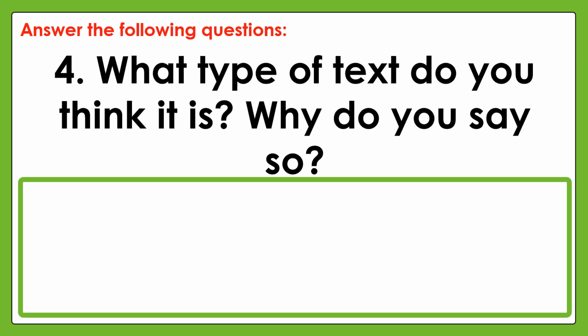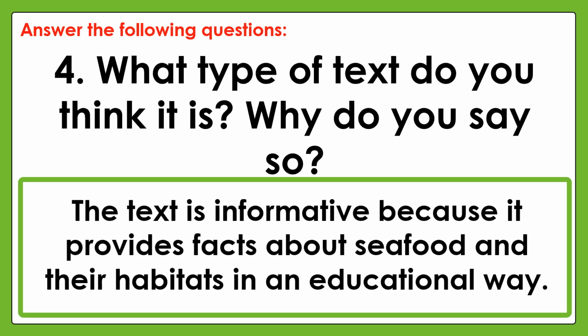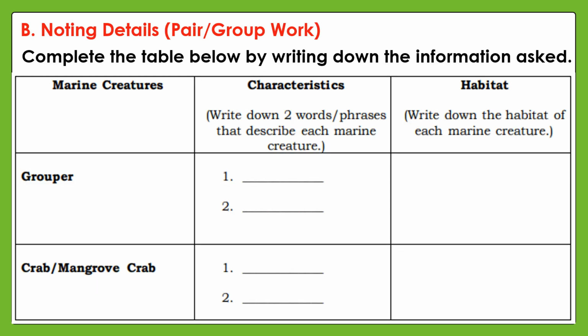Number 4, what type of text do you think it is? Why do you say so? The text is informative because it provides facts about seafood and their habitats in an educational way. Letter B, noting details, pair or group work. Complete the table below by writing down the information asked.